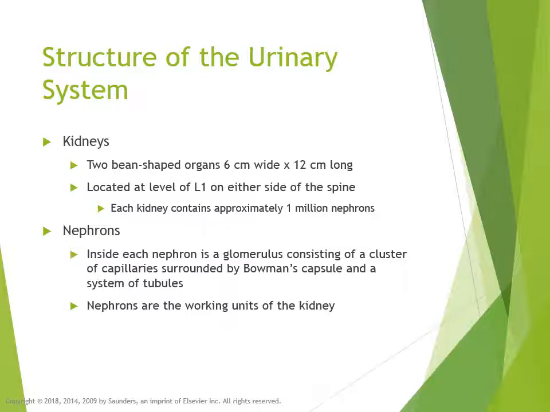So, which structures are involved in urinary elimination? The structures involved are your kidneys. The kidneys are two bean-shaped organs located at level L1 on either side of the spine. That's lumbar 1 on either side of the spine. Each kidney contains approximately 1 million nephrons. These nephrons are the working units of the kidney.